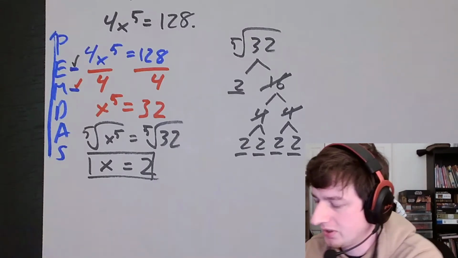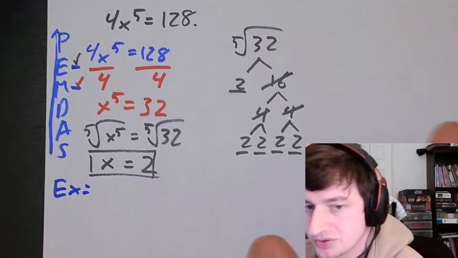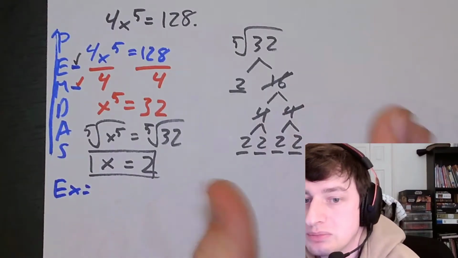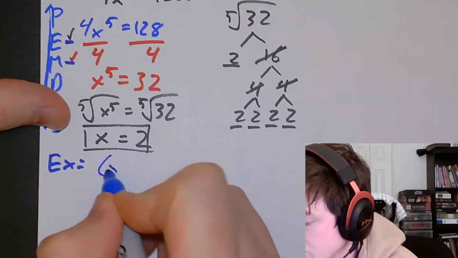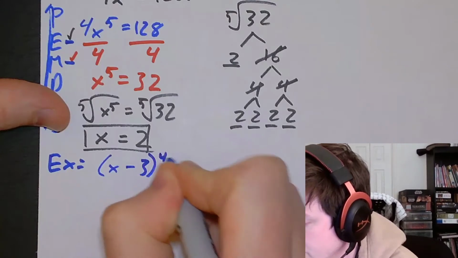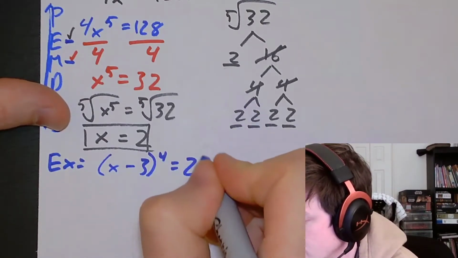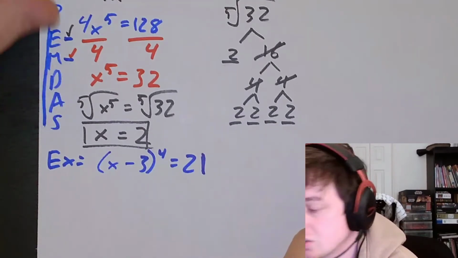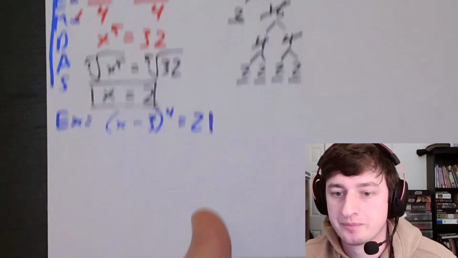Alright, so for this one, I'm not going to write out find the real solutions. Sometimes there will be more than one solution. Like for this one, there will actually be 2 solutions. So we're going to do x minus 3 to the 4th equals 21, and we want to solve for x. This is going to happen where it does not fully simplify.